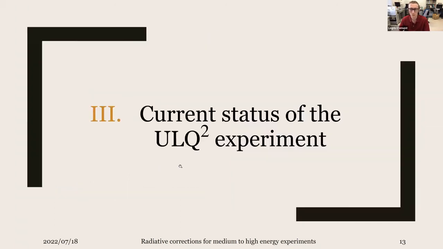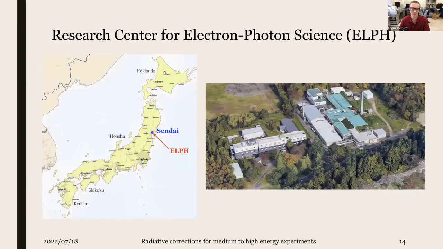So let me talk about the current status of the ULQ2 experiment. First, here is Japan. You may have been there. We are living in Sendai, about 300 kilometers north from Tokyo, and we are studying in the Research Center for Electron Photon Science here. And you can see a picture here.